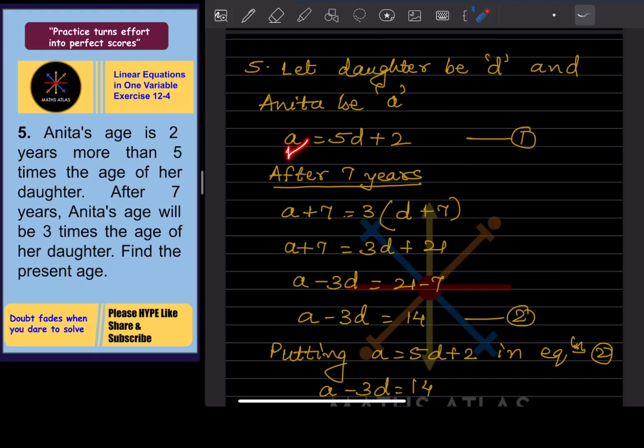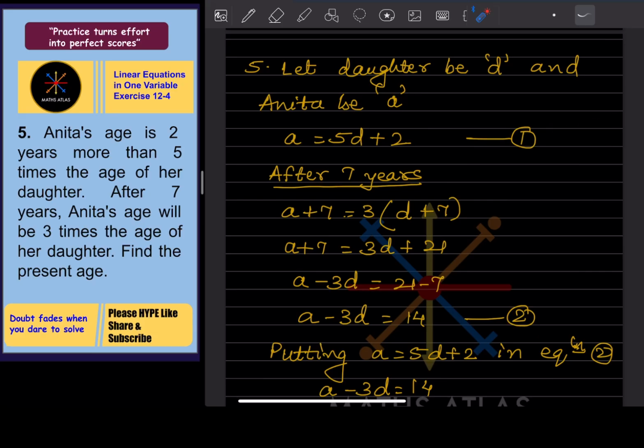So the first sentence is Anita's age is 2 years more than 5 times the age of her daughter. So this A stands for this Anita. A is equal to, that is 5 times the age of a daughter. 5 times age of a daughter is D. So 5D and is 2 years more, plus 2. 2 years more means this should be plus 2. So this will be the equation number 1.